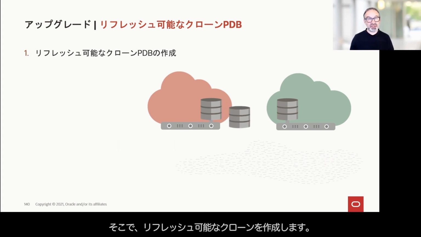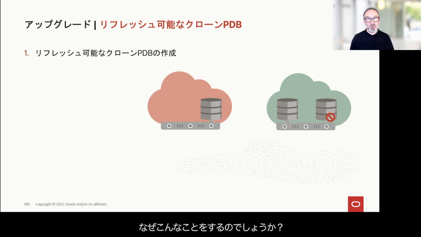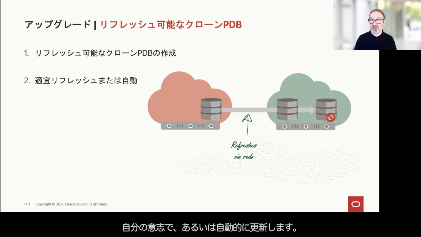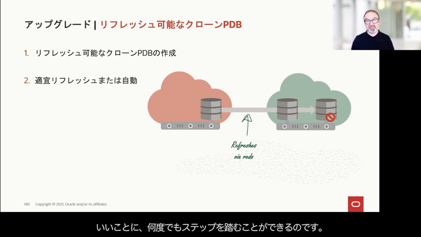So I create a refreshable clone. Why am I doing this? It's still a 12.2.0.1 clone here. It's not a 19c yet. It hasn't been upgraded. But I refresh it, and I refresh it either at will or automatically. So the good thing is I can trigger this step as often as I want to.